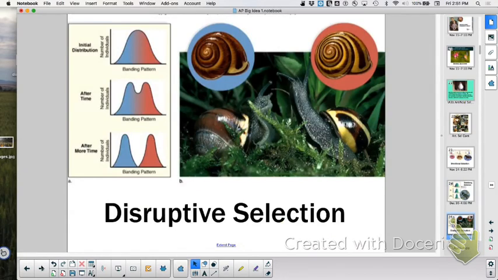Then the next one was disruptive selection. Does this lead to speciation? Yes. Okay? It's either better to be a really dark snail and be on this part of the leaf, or a really light snail and be on this side of the leaf. So you're favoring both extremes, which can lead to two different species.